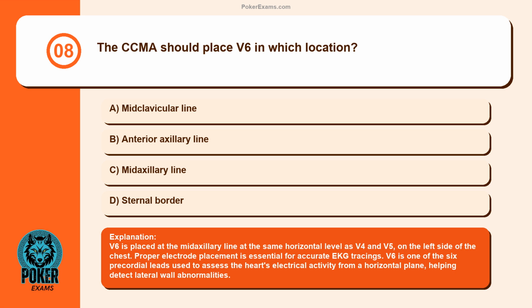V6 is placed at the midaxillary line at the same horizontal level as V4 and V5 on the left side of the chest. Proper electrode placement is essential for accurate EKG tracings. V6 is one of the 6 precordial leads used to assess the heart's electrical activity from a horizontal plane, helping detect lateral wall abnormalities.